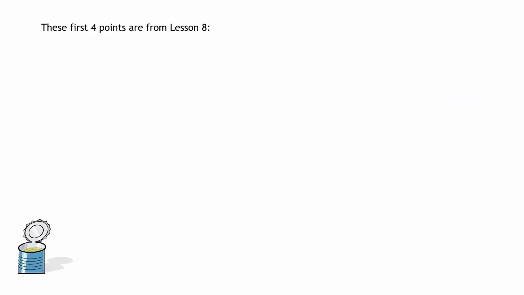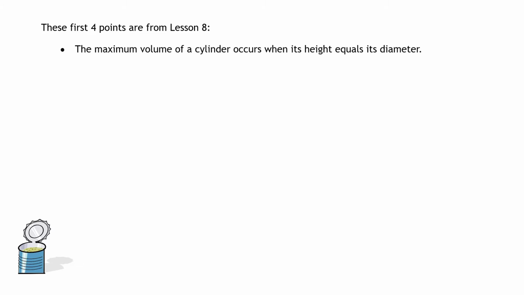The first 4 points from lesson 8. One is that the maximum volume of a cylinder occurs when its height equals its diameter. So to get the greatest volume out of a cylinder, we need the height to equal the diameter. But if you picture even some of the cans you saw in the previous slide, not a lot of them are like that. So they're not maximizing the volume.